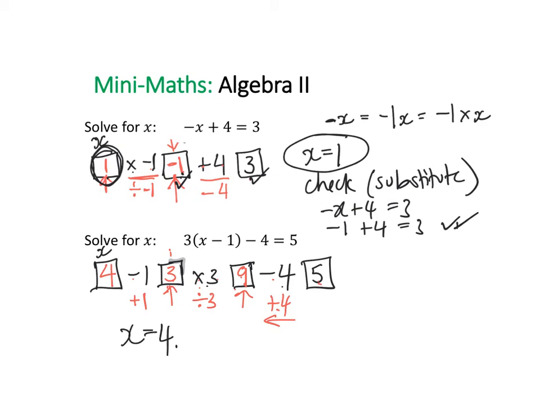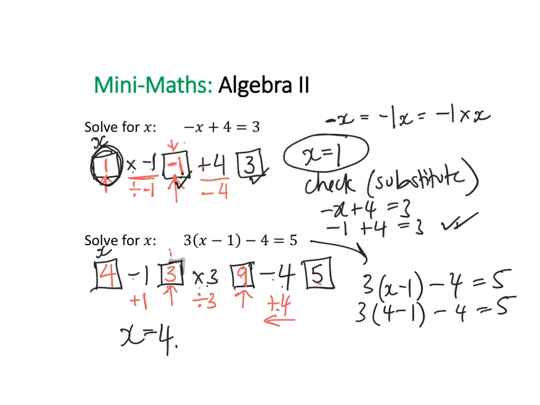And let's check by substituting back into the original formula. So we've got 3 times (x minus 1) minus 4 equals 5, and we're going to substitute in a value of 4 for x. So writing it down like this. BODMAS tells us to do the brackets first. So 3 times (4 minus 1) minus 4 equals 5. Remember 3 with brackets is multiplication, so now we better do that first. 3 times 3 is 9, minus 4 equals 5. Hey, that checks out, so we've done it correctly.